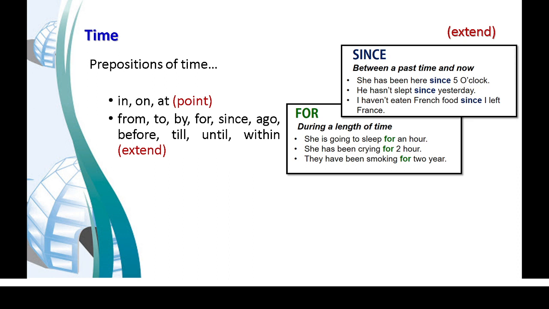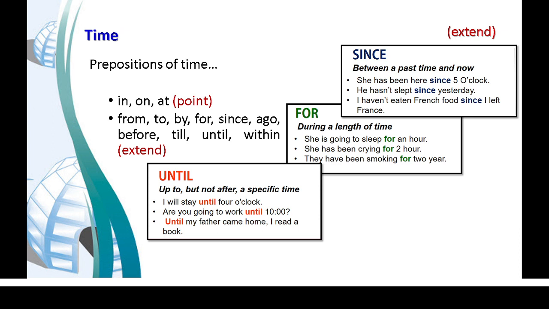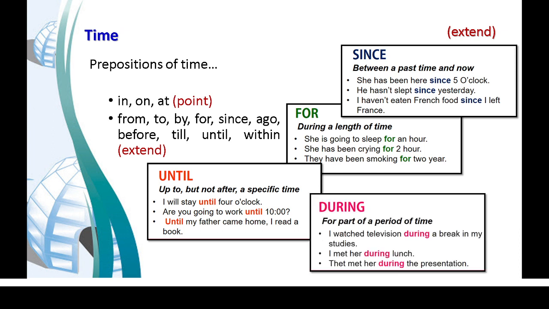Next, for. For tells us the duration and a length of time. She is going to sleep for an hour. She has been crying for 2 hours. They have been smoking for 2 years. The 3 examples show how long the action takes place.